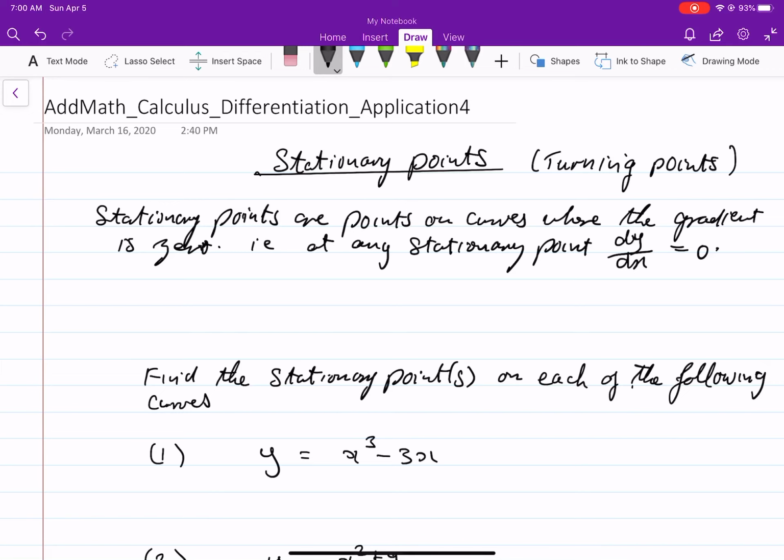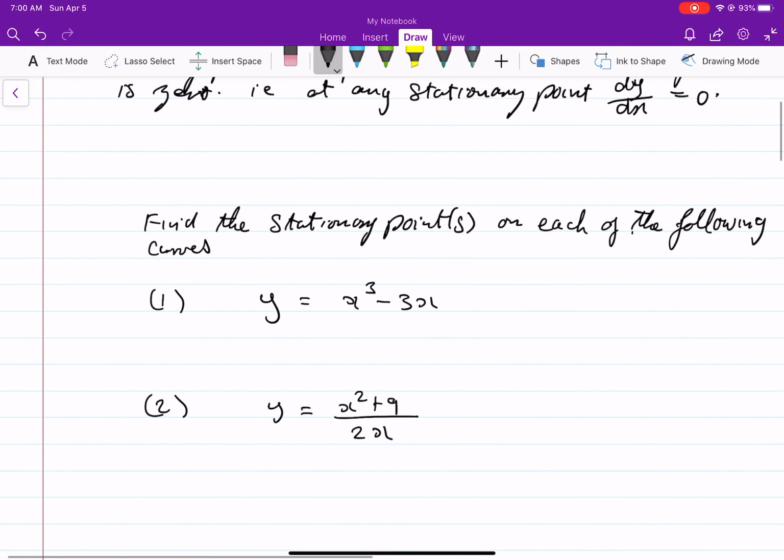All right, so let's jump right in. Here's the first example. Find a stationary point or points on the following curves. Remember, a stationary point is a point on a curve where the gradient is 0. So if we can find the gradient function, equate it to 0, solve for x, plug back in and solve for y, that's our stationary point. Let's go. Example number 1.